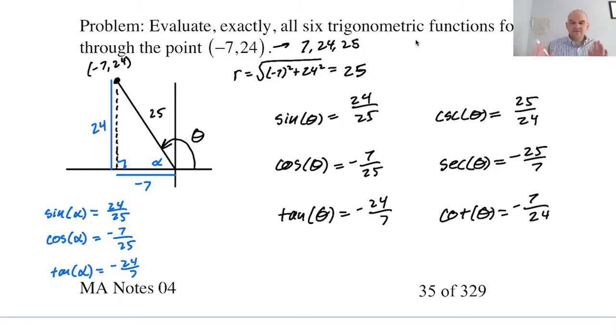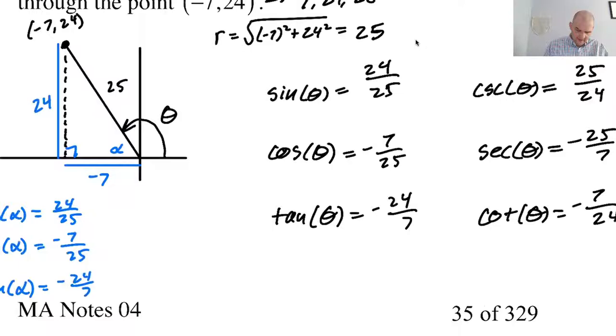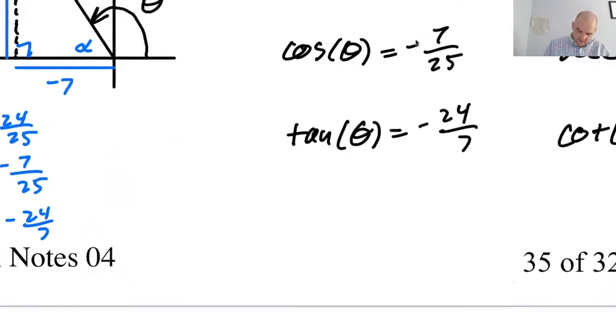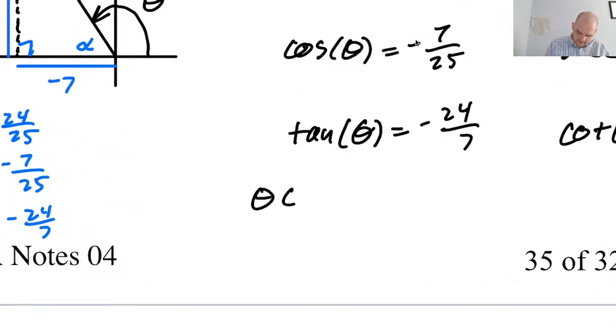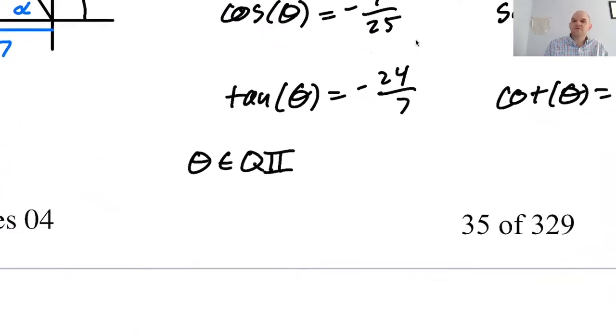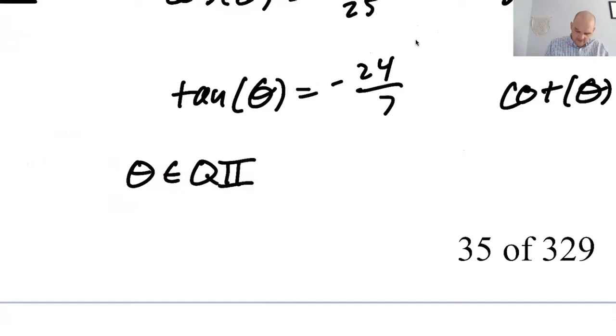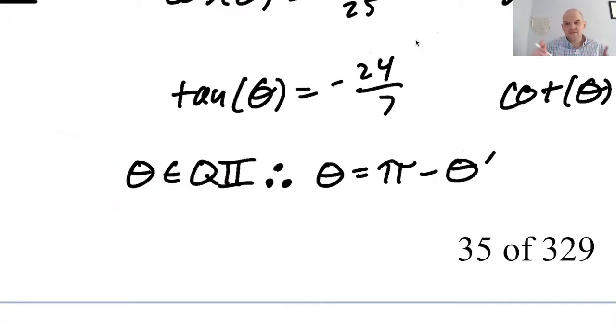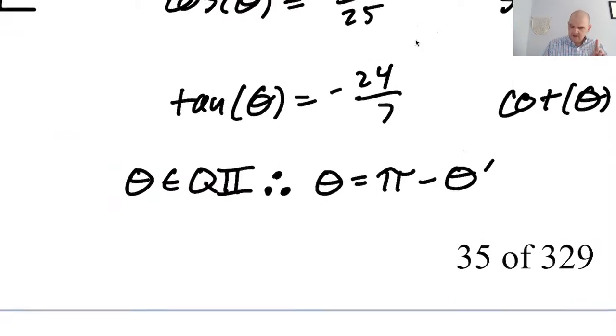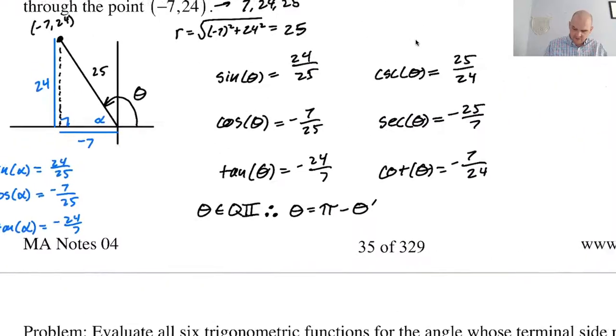So let's find the exact value of the angle. Theta is a quadrant 2 angle. We know that. So theta is an element of quadrant 2. Think about your formulas. If you know the reference angle, how do you find the angle? Therefore, theta is equal to, and I'm going to do this in radians, pi minus the reference angle. Now the question becomes, what is the reference angle?